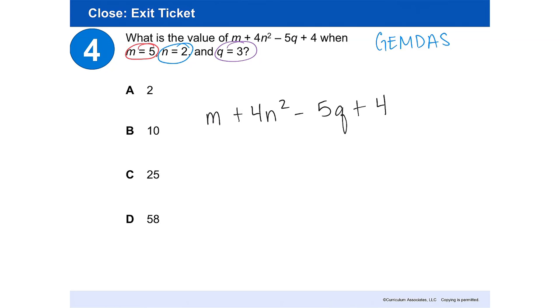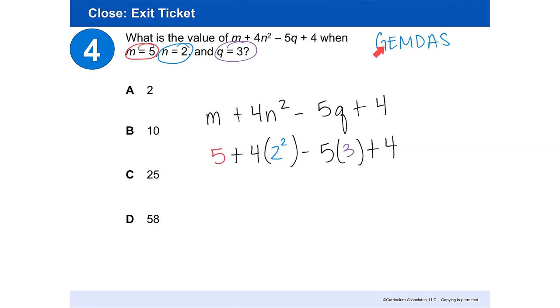Okay, so we'll go ahead. Anywhere I see an M, I will substitute it with a 5. So 5 plus 4 times, I need to put an N there, which is 2. I'm going to keep that squared with my N because that's the operation. It's being done to the N, so we're going to keep that together. Minus 5. I see a Q, so I'm going to insert 3 plus 4. Okay, so now that I've substituted all my values, I'm ready to start order of operations.